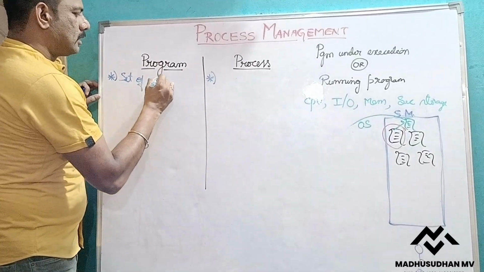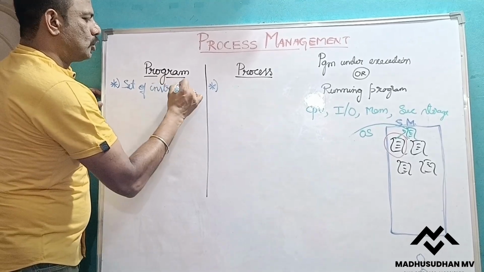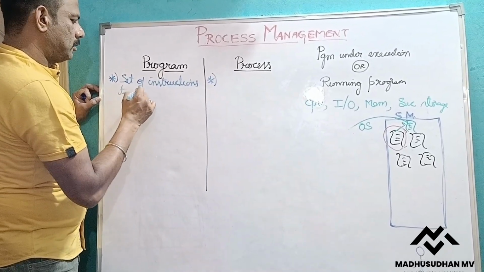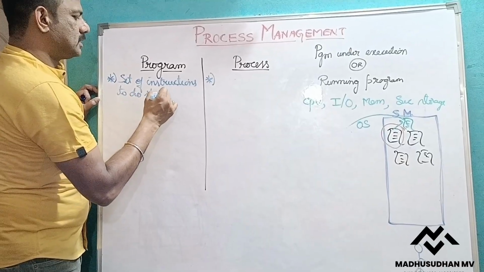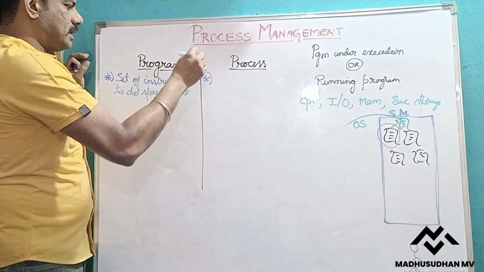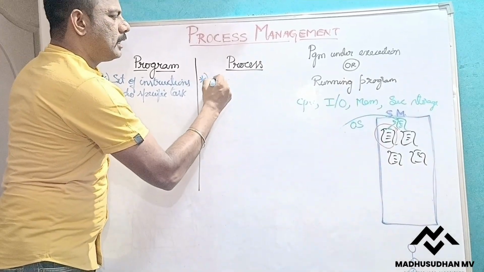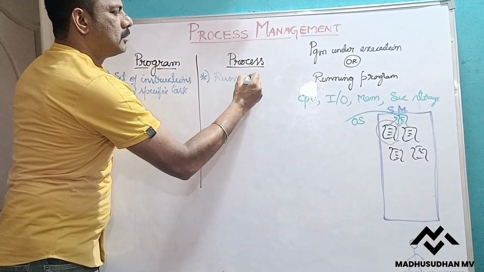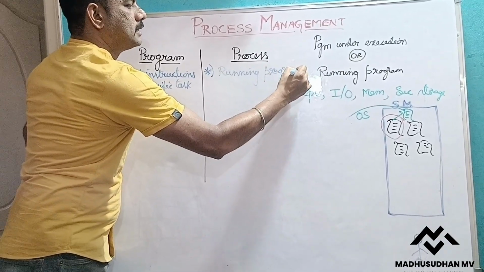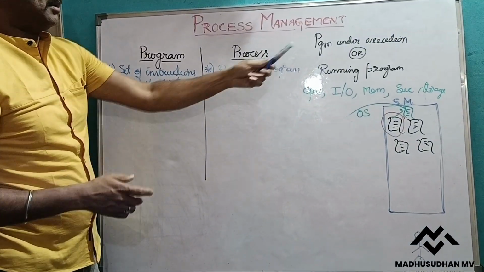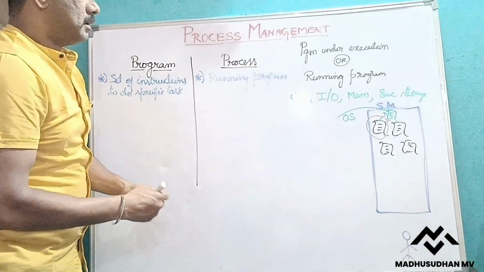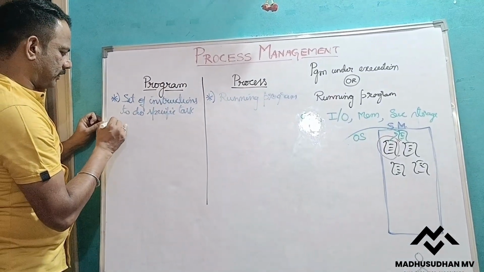A set of instructions to do a particular task. A particular or specific task is called a program. What is a process? A running program is called a process, or a program under execution. Program under execution, or running program, is called a process. Now, what is the second difference?